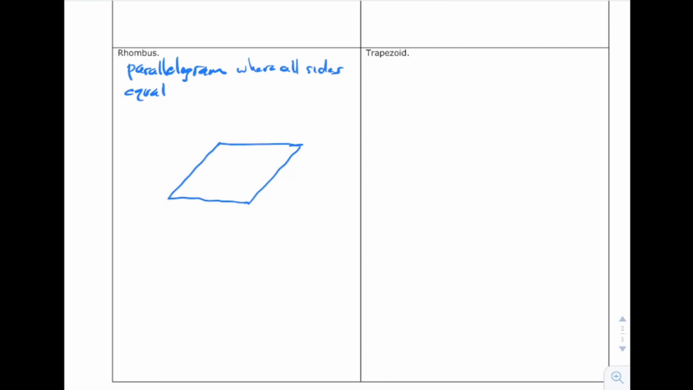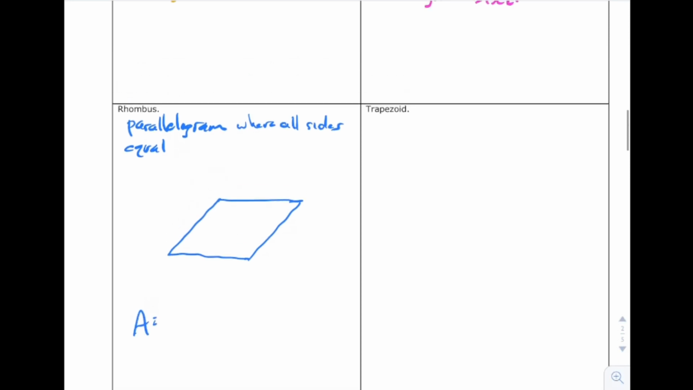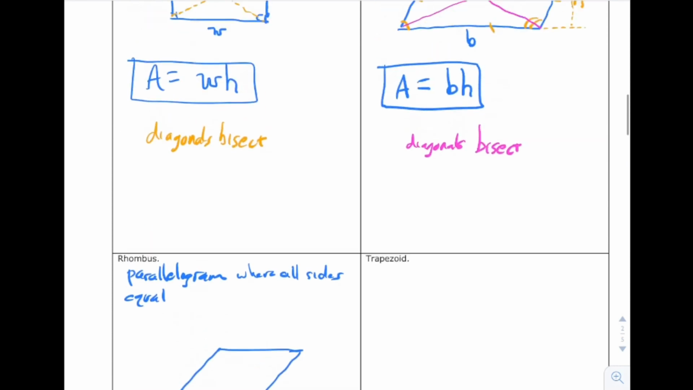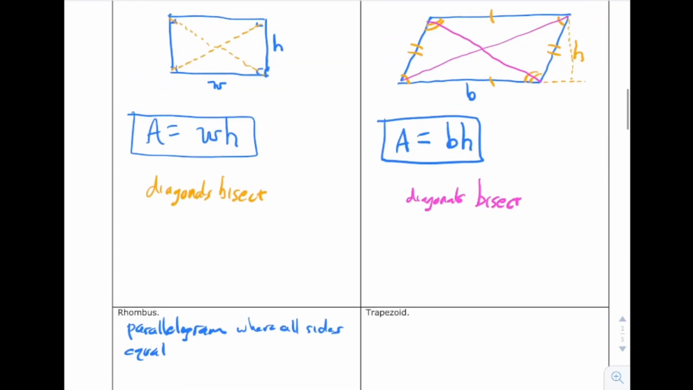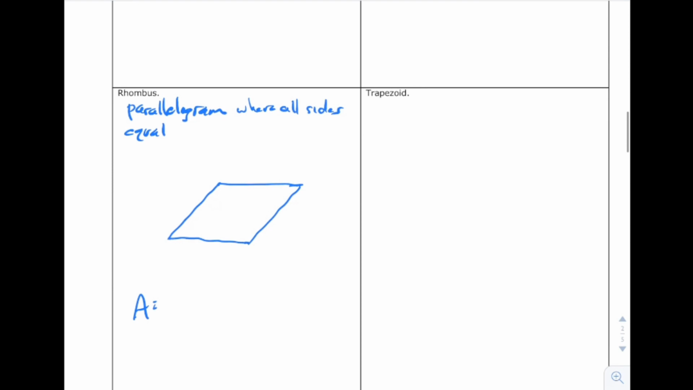Well, if you want to find the area, I'm not going to give you a formula. You know why not? Because isn't it kind of the same as the parallelogram over here? Sure it is. Use the parallelogram formula. Or I suppose in some circumstances, if you think in terms of it being two equal triangles, well, it is two equal triangles.